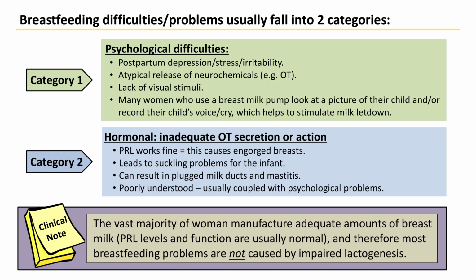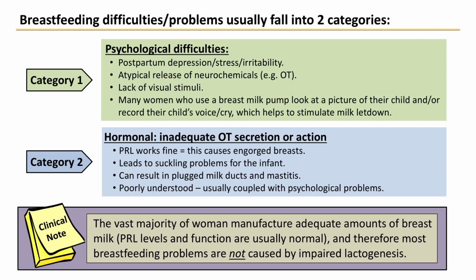So what are some of the breastfeeding difficulties and problems? They typically fall into two simple categories. Note here at the very bottom of the page, the first note, which is the vast majority of women manufacture adequate amounts of breast milk, i.e. producing breast milk is not the problem. Most breastfeeding problems are not caused by impaired lactogenesis. Rather, they are caused either due to psychological difficulties or inadequate oxytocin secretion, leading to engorged breasts and potentially infection, i.e. mastitis.